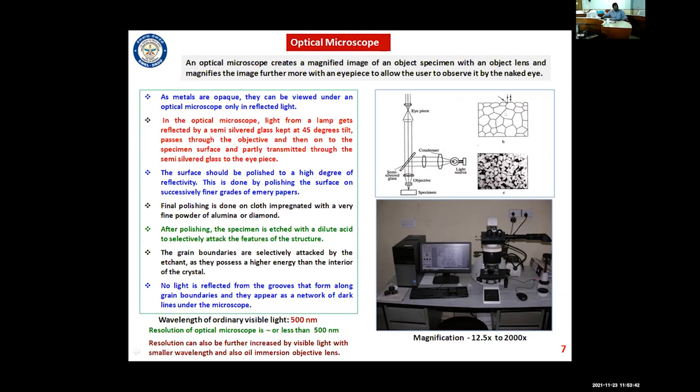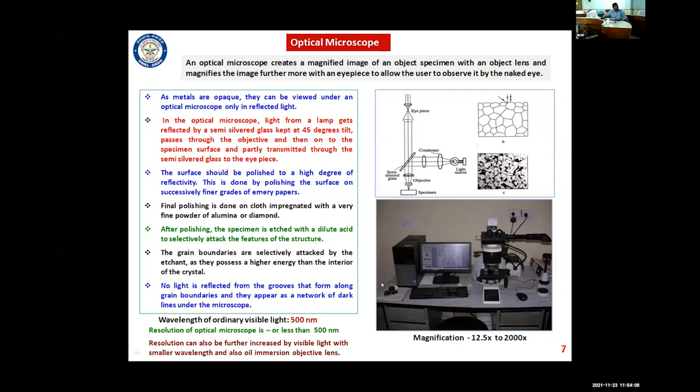Here you can see that this is the grain boundary. The grain boundary appears dark, because no light is reflected from the grooves that form along the grain boundaries, and they appear as a network of dark lines under the microscope. Basically, these grain boundaries are selectively affected by the etchant as they possess higher energy. These grain boundaries possess higher energy than the interiors. So this is the optical microscope.